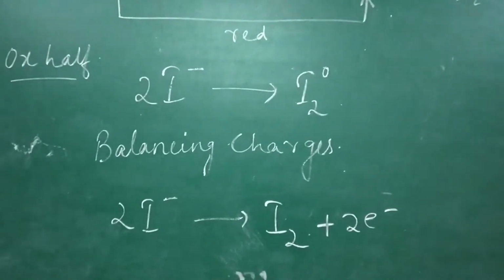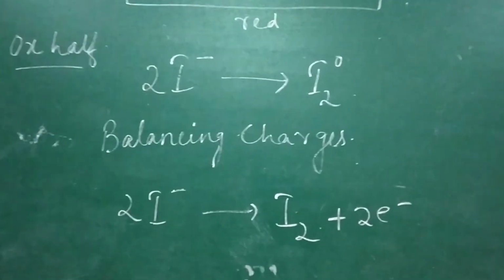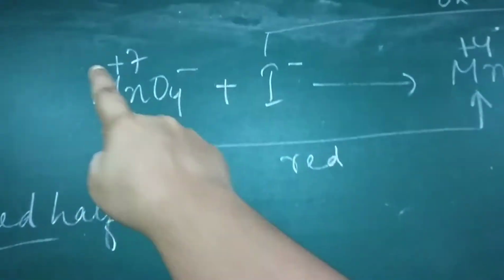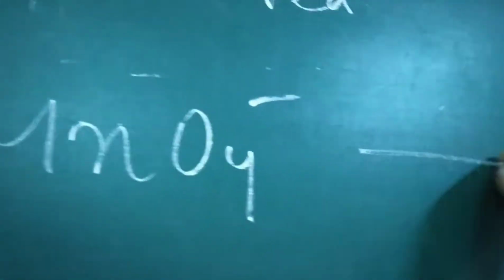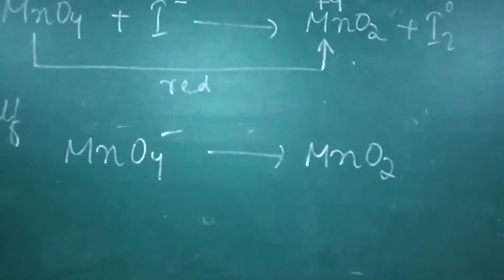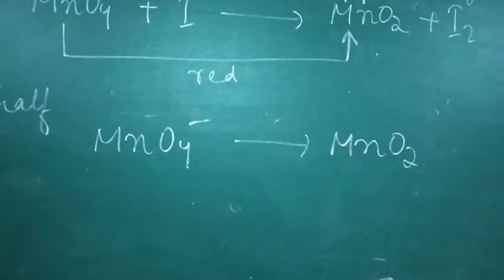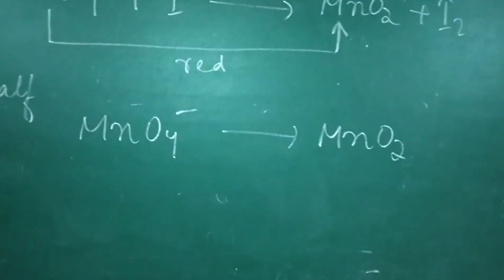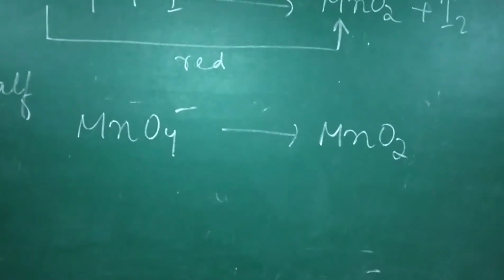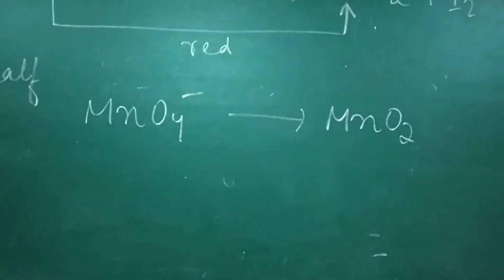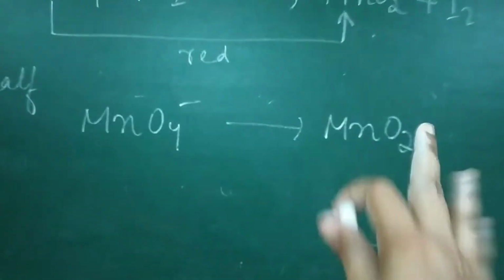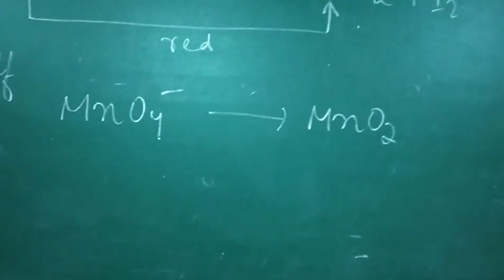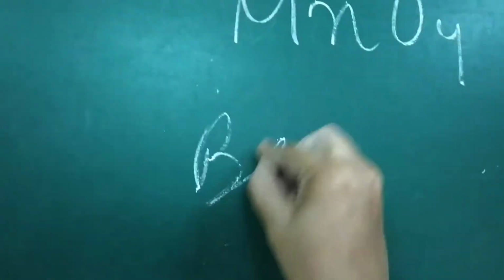Okay, now the next step is to balance the reduction half. Now the reduction half is MnO4 minus to MnO2. So MnO4 minus to MnO2, this is our reduction half, sorry. So first we have to balance the manganese atoms. That means any atom other than hydrogen and oxygen will be balanced first. So here manganese and oxygen, 2 atoms are there. So we will balance manganese first. So manganese is already balanced on both sides. So the next step is to balance the oxygen.